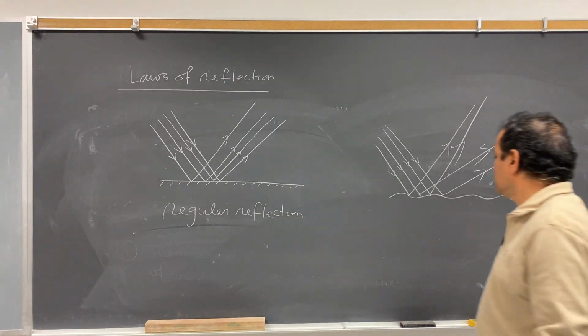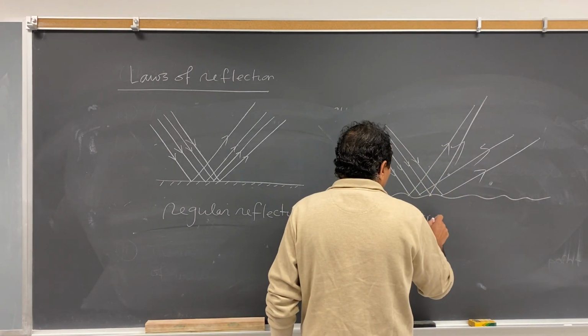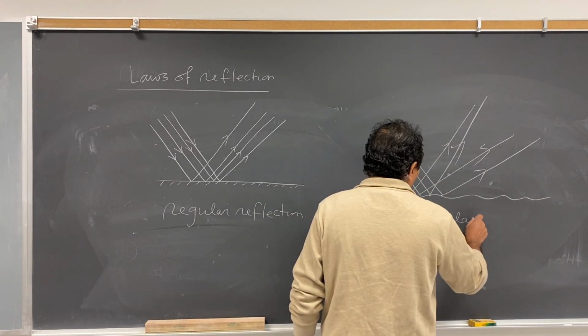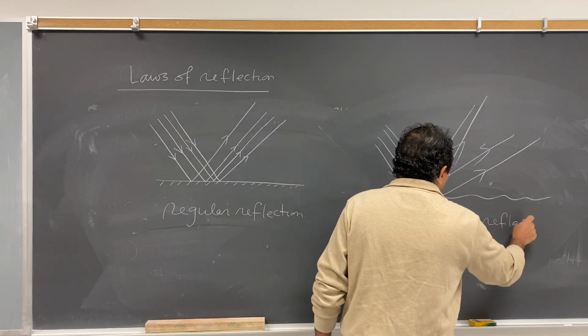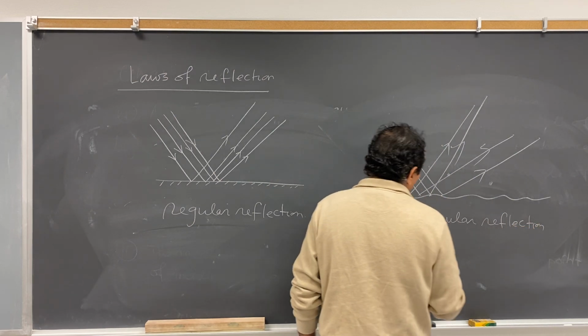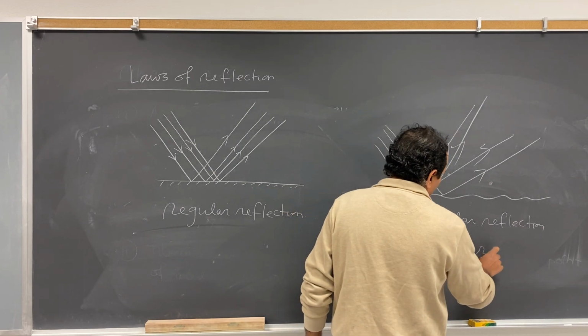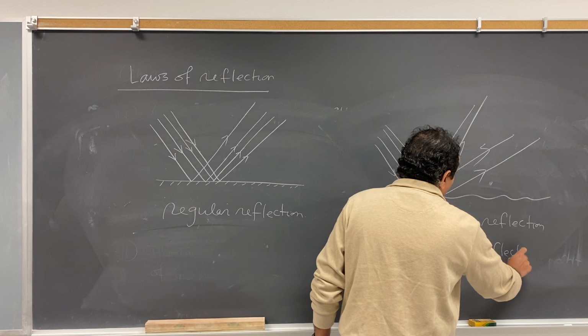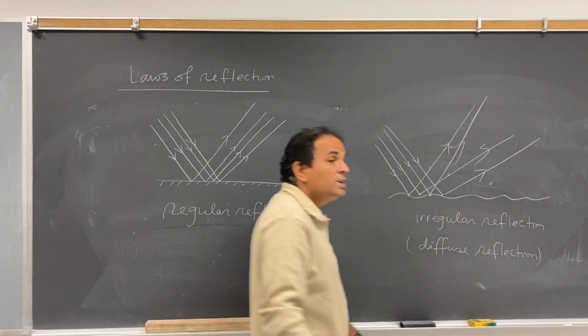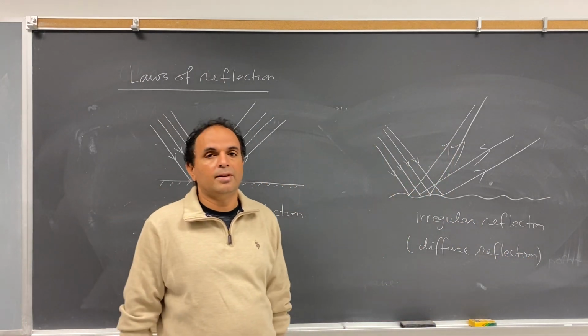This is called irregular reflection, or simply you can call it diffuse reflection. So we see objects due to diffuse reflection.